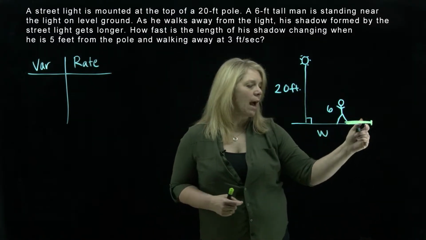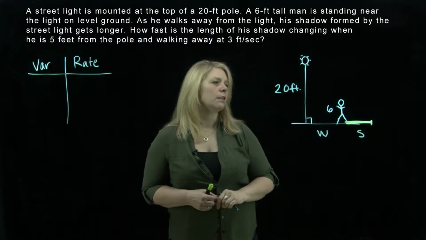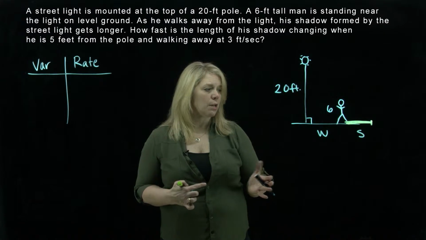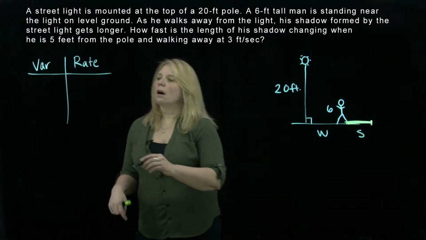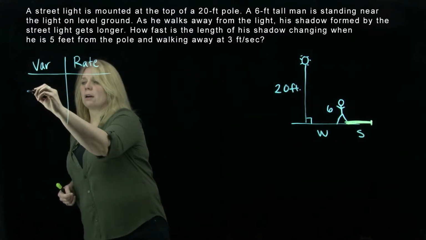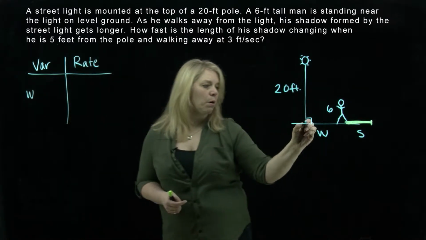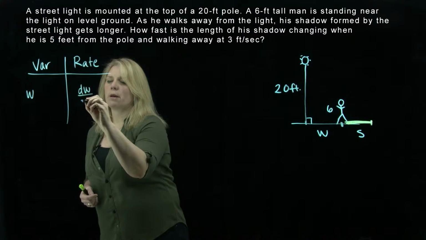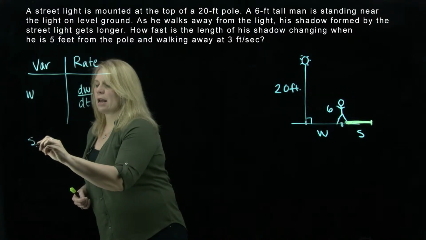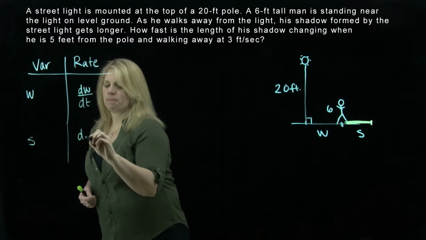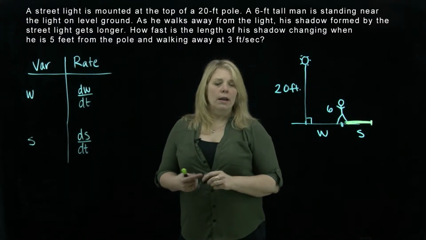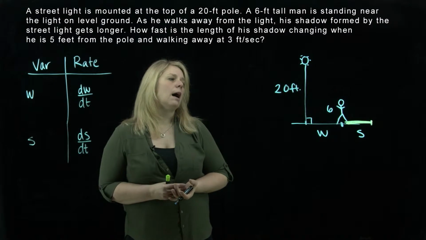And then he's got a shadow length. And so I've got really two variables here. And we're asked to figure out how, when one of them changes, how the other one's changing. All right, so my variables are his distance from the pole to where that man is. And so we're given some information about a rate of change there, and shadow length, and asked about that.